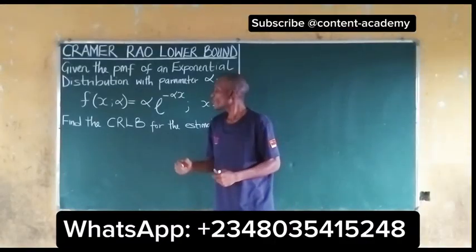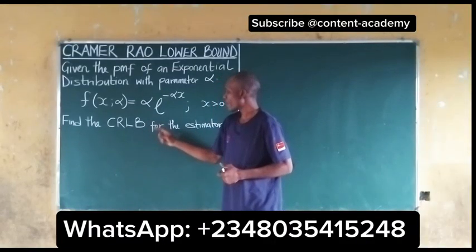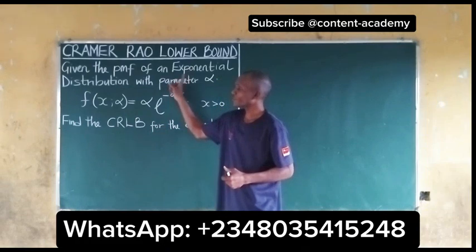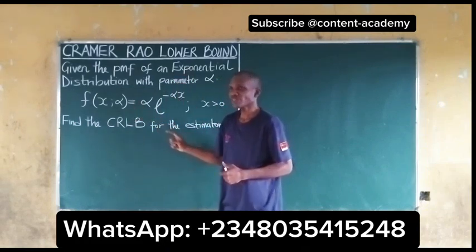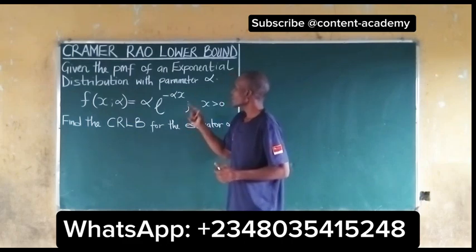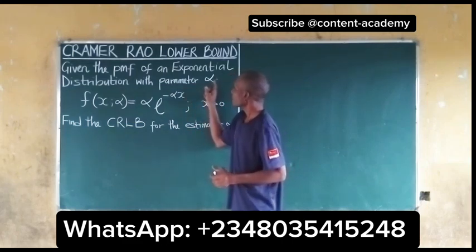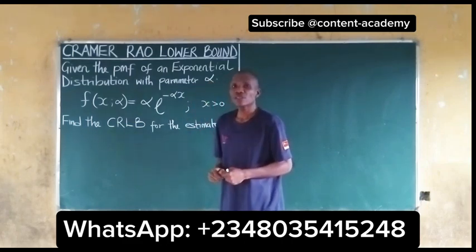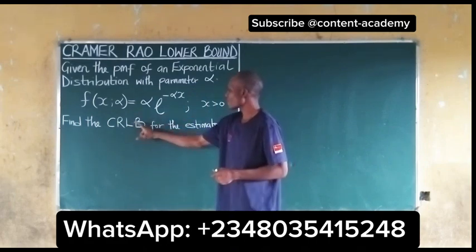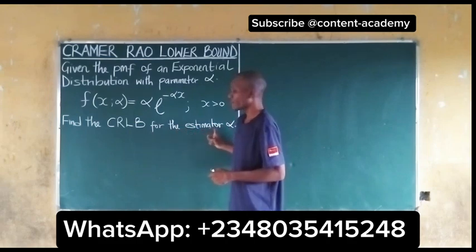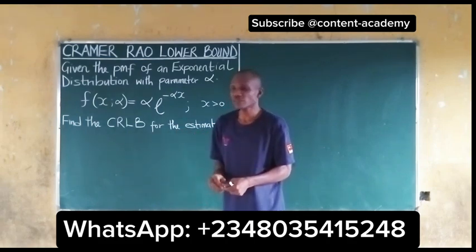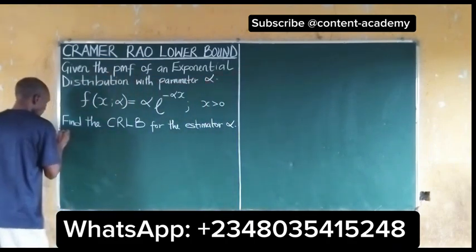In this video, we have to find the Cramér-Rao Lower Bound for the exponential distribution given. The exponential distribution is with parameter alpha. So we have to find the Cramér-Rao Lower Bound for the estimator. How do we go about it? Solution.